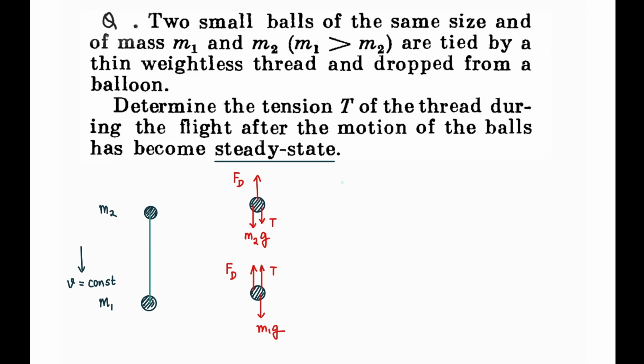Now the net force on each of the balls is 0 because in the steady state they are moving with constant velocity. So we can say force in the upper direction Fd, and force in the downward direction, minus T minus M2g, is equal to 0, and this is the first equation that we have. Similarly, if we write an equation for this, then we say Fd plus T minus M1g is equal to 0, and this is the second equation that we have.